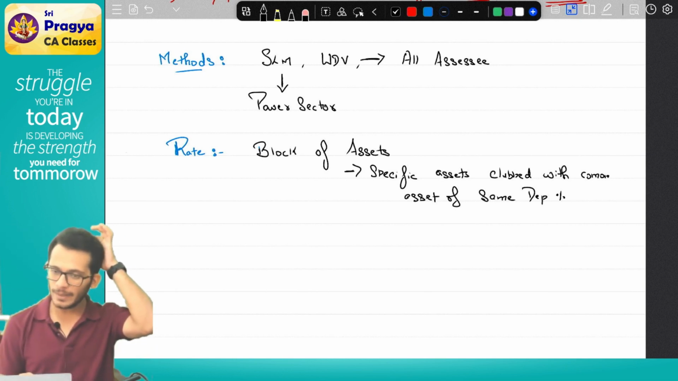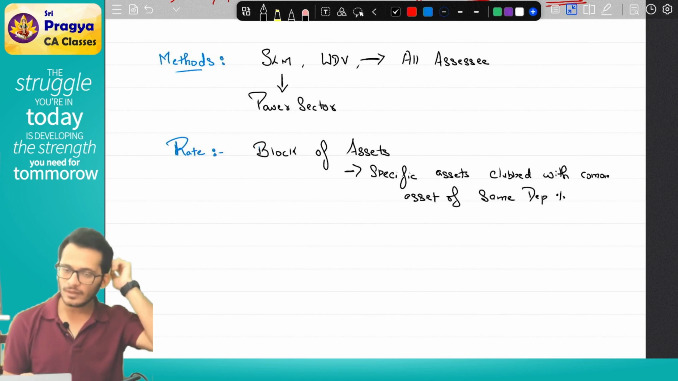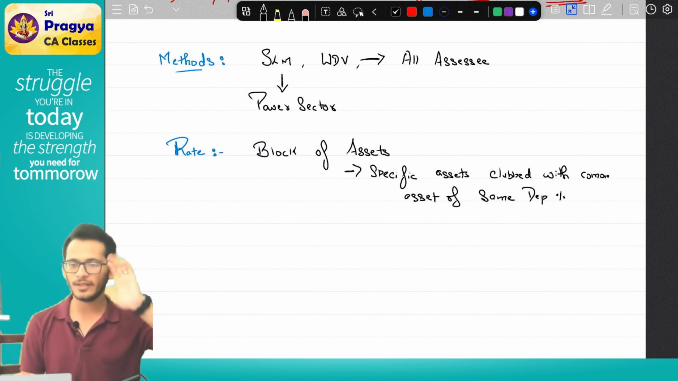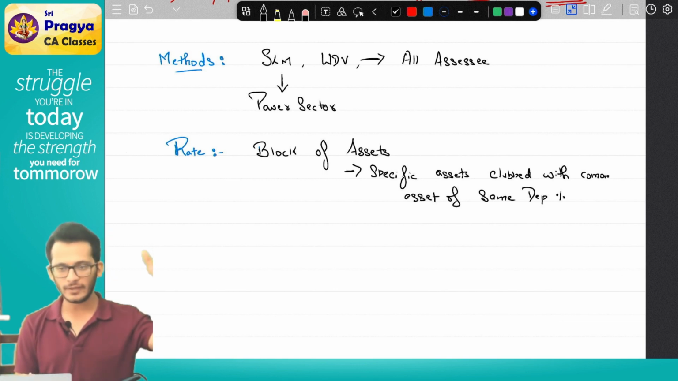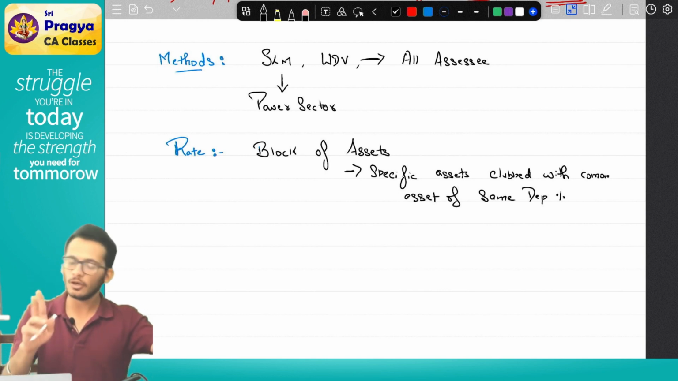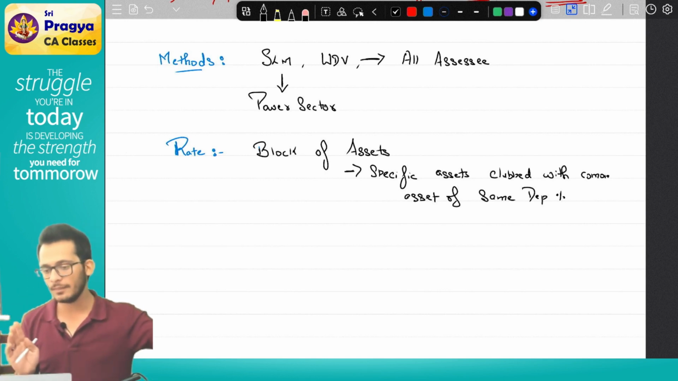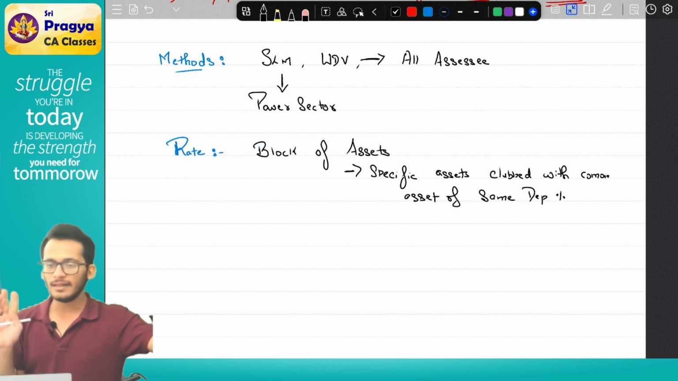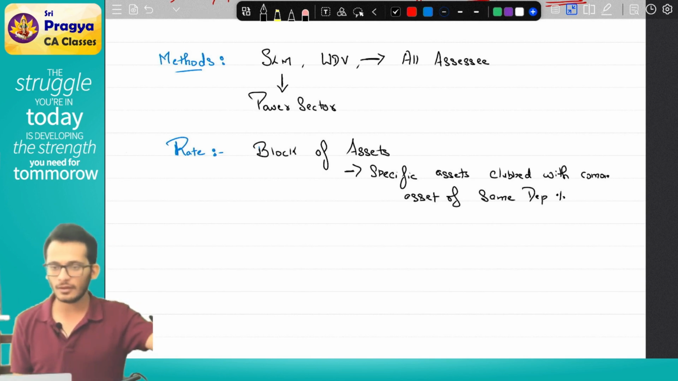Rahul, what do you mean by this? Assume you are doing plant and machinery. If you are doing plant and machinery, the general rate is 15%. Vehicles also have a general rate of 15%. Rahul, can they both together become a block? Yes. They both can together become a block. That is called the block of asset concept, because they have the same depreciation rate and the same nature.